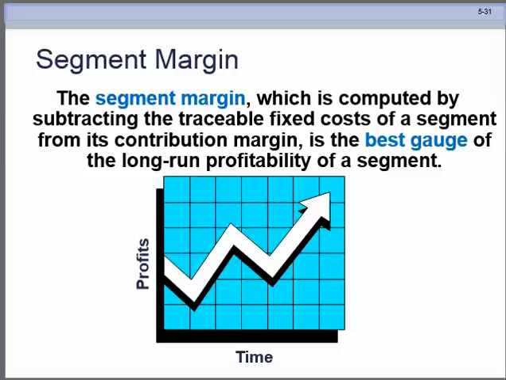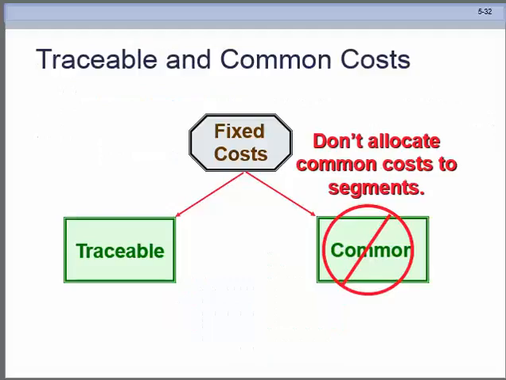And this is where we're going to change the way we look at income statements. We're going to break them down just a little bit further. Okay, so a couple different things. With fixed costs, we don't allocate common costs to the segments. In other words, we're not going to assign the president's salary to a segment.